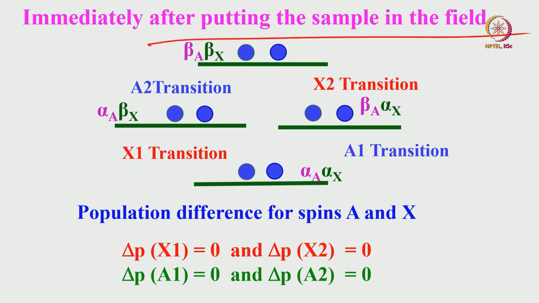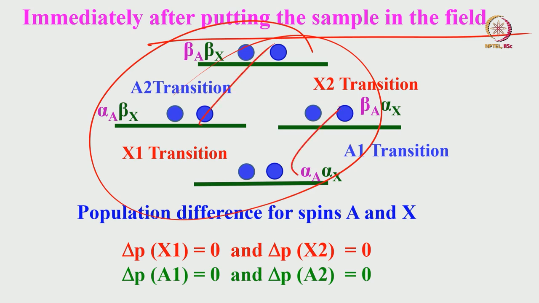Now, I am not allowing the population redistribution to take place. Immediately after putting the sample, I look at the population distribution, it is like this. Now, take the population difference and find out the intensity of the peaks. A2 transition: 2 minus 2, 0; 2 minus 2, 0; 0, 0. All the 4 transitions, 2A and 2X, which are equivalent, have 0 intensity. This is exactly what happens.